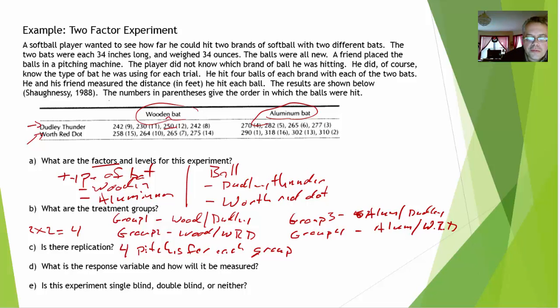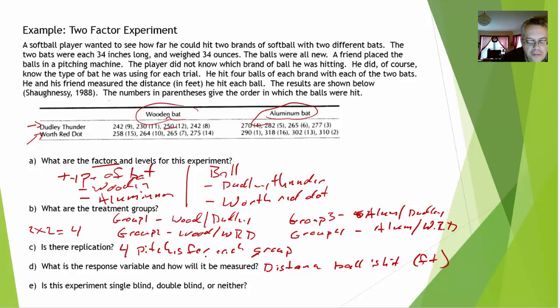Okay, it says what is the response variable and how it will be measured. So the distance the ball is hit. And of course, it's measured in feet. So this one was easy. That's the response variable. And that's what we'll be comparing for the different groups. And that's what they did here. Their next step was to make graphs and do some statistics on it.